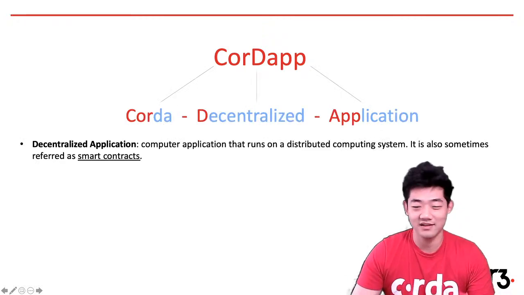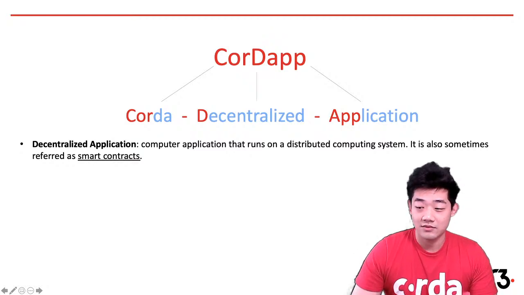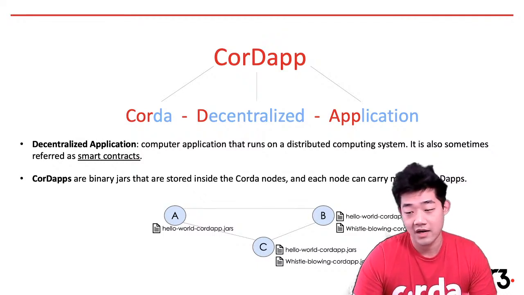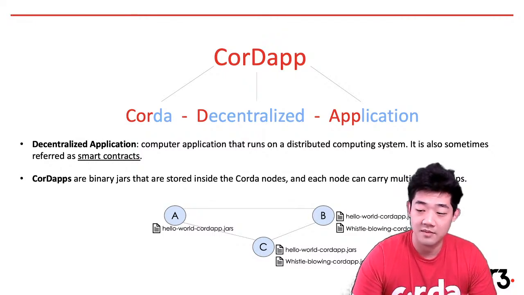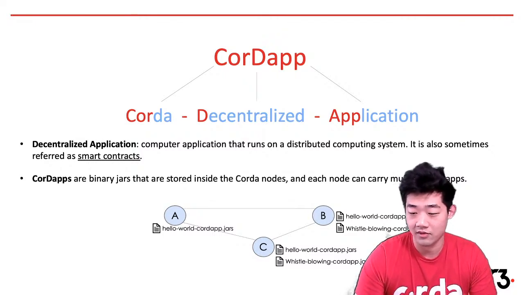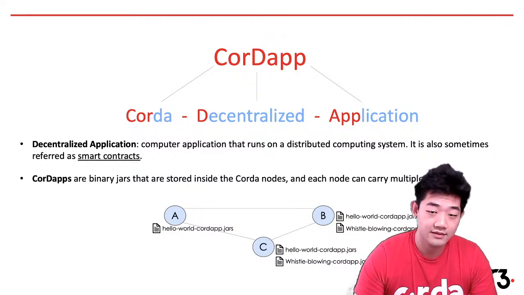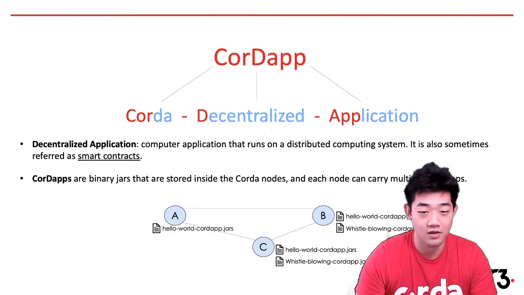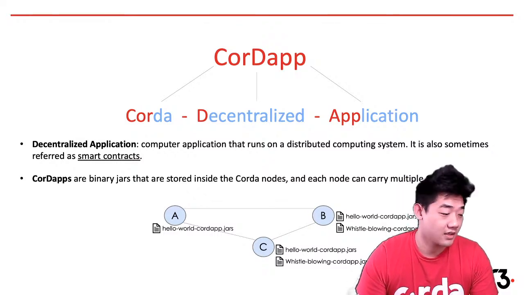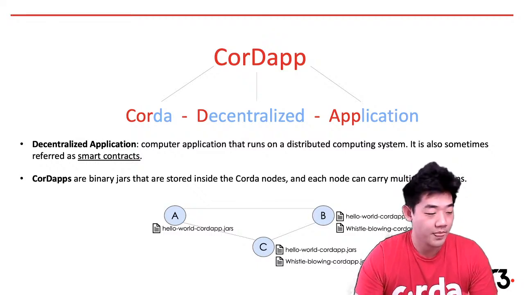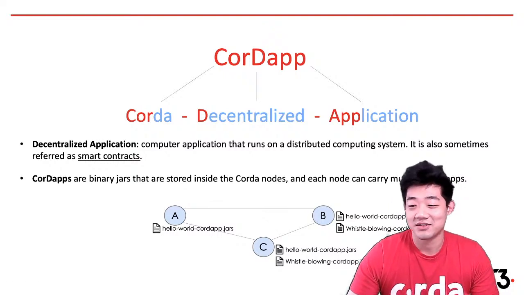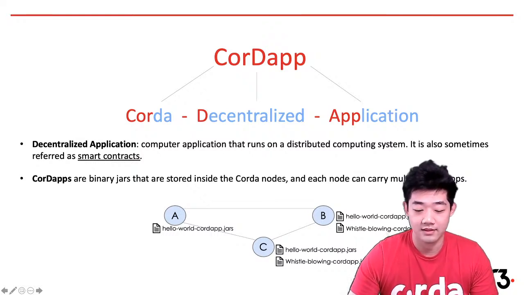Oh, my animation didn't kick in. So now, bringing it back to CorDapps. CorDapps are simple binary jars that are stored in the Corda nodes. So each Corda node can carry multiple CorDapps. For example, in a real life example, you can have a supply chain CorDapp running on your node, and also have an insurance CorDapp running on the same node. In today's short demo, I have a network of 3 nodes: node A, node B, and node C. You see all of the 3 nodes have the hello world CorDapp, and only nodes B and C have a whistleblowing CorDapp, so they can chit chat privately. So that's how you can deploy CorDapps on the node.